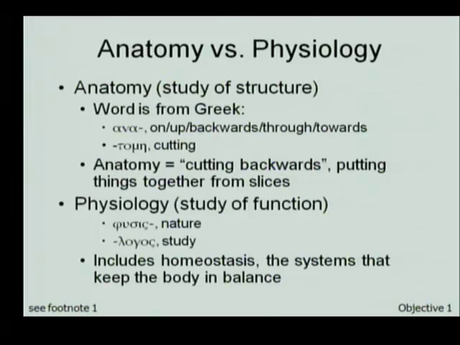And then we also have mixed in this course the study of function, which is called physiology. That comes from physios, which is the Greek word for nature, and then logos, which is study. So the study of nature or the study of function is called physiology in English. And in our course, we're going to use homeostasis as the basis for physiology. Homeostasis is a fancy word we'll define a little bit later on in some detail, but right now all you need to know is homeostasis is the word that we use for the systems that keep the body in balance.